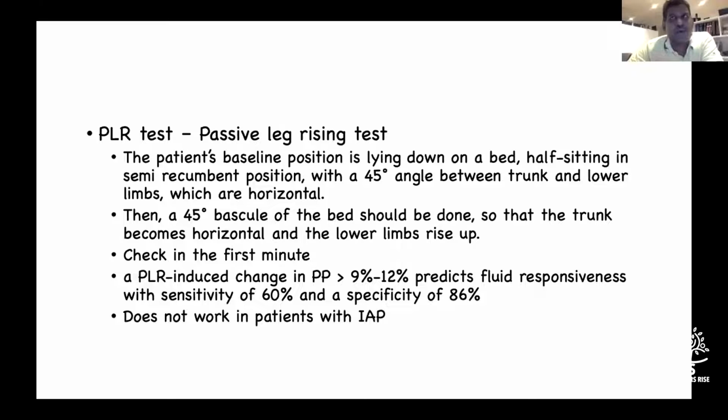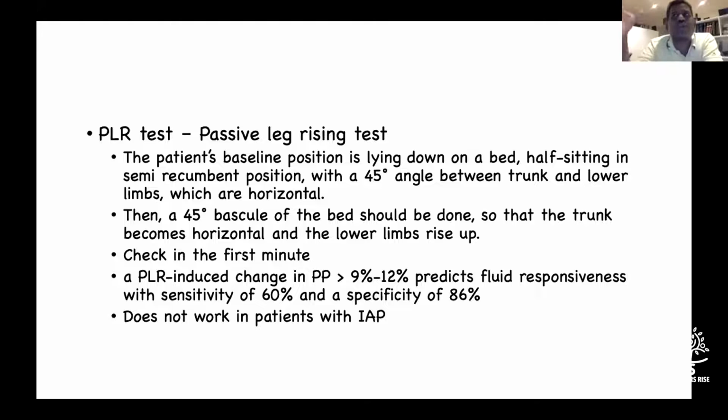The best, probably what we were taught in Pittsburgh for volume, was the passive leg raising test. The patient's baseline position is half sitting on the bed, with a 45-degree angle between the trunk and the lower limb. Then the head end of the bed is made flat and the legs are raised up. The other simple way all of us can use is to make the patient lie down flat, measure the blood pressure, and then lift the legs and hold them up.